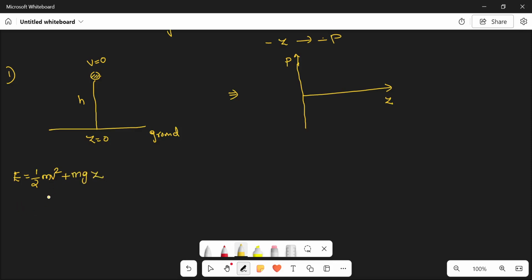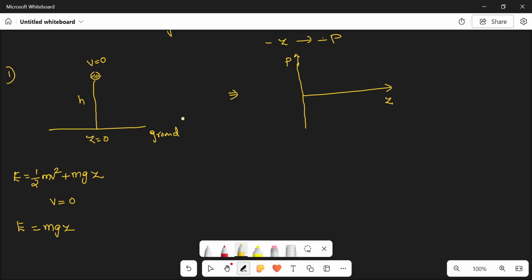Now, at the highest position, what will be the total energy? At the highest position, the velocity will be 0, and the total energy is mgz. Kinetic energy and potential energy can interchange, but the total energy always remains constant.